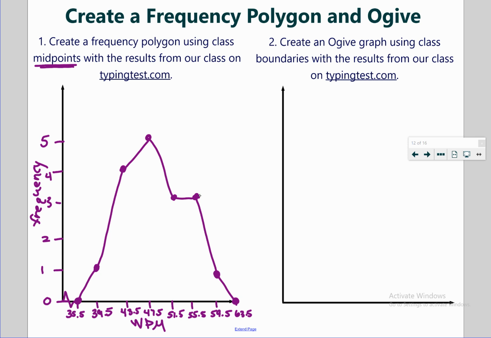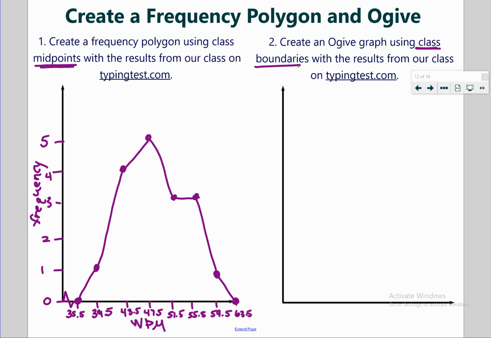Any questions there? No? Okay. Last graph then, the ogive graph. It's also going to look like a line graph. This time we're going to use class boundaries. And an ogive is that cumulative frequency.